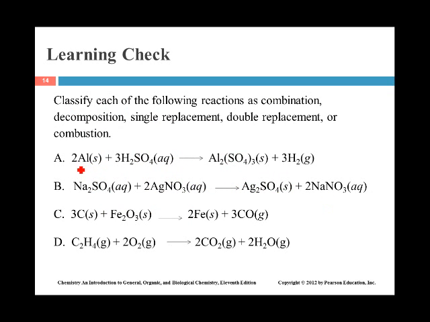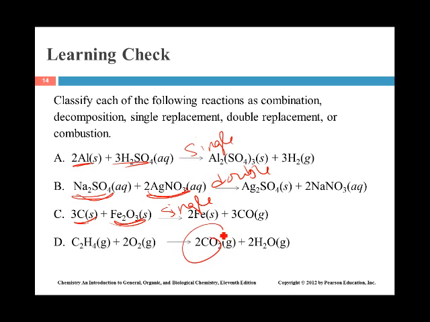We have an element here and a compound. That means that's going to be a single. You have a compound here because you have more than one element bonded together. You have another compound because it's more than one element bonded together. That means it's double. We have an element here because it's only one thing. And we have a compound here because it is more than one element bonded together. That means it's single again. And then finally we have CO2 and H2O. That means it's combustion.